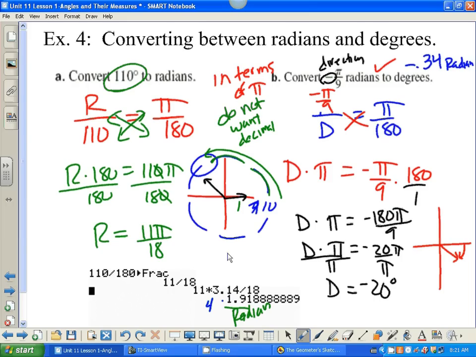So hopefully this makes sense. If I'm going in a counterclockwise direction using that animation I did before, this was 1 radian, 2 radians, 3 radians, 4 radians, 5 radians, 6 with a little bit left over. We're saying that a negative 20 degree angle is only about 0.34, or a third of 1 radian. And that should hopefully kind of make sense.